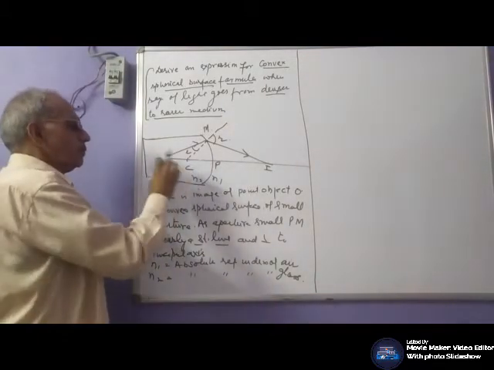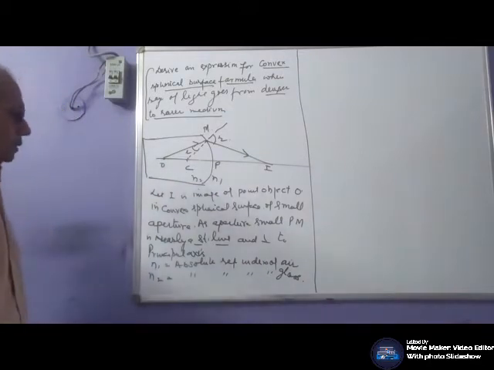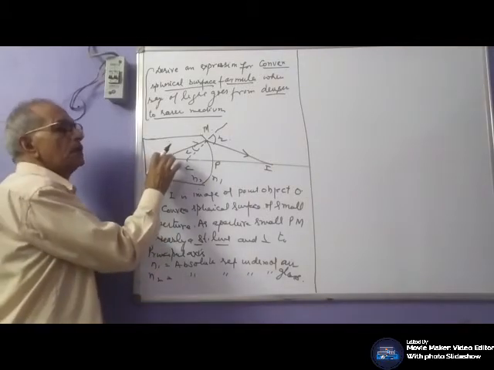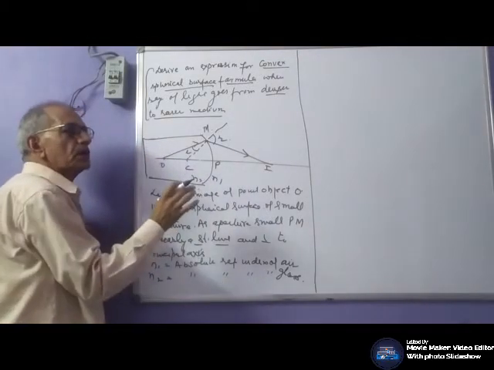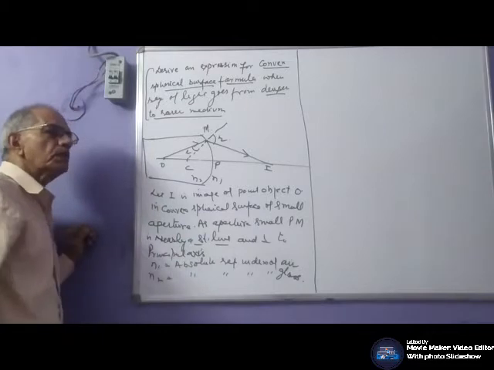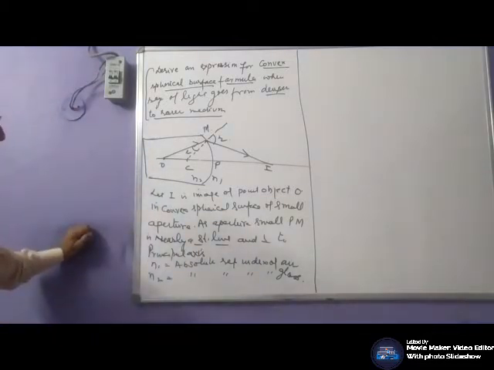This is air. Same thing, N2 by N1 is sin R by sin I. Here the ray goes denser to rarer, so N2 by N1 will be sin R by sin I.